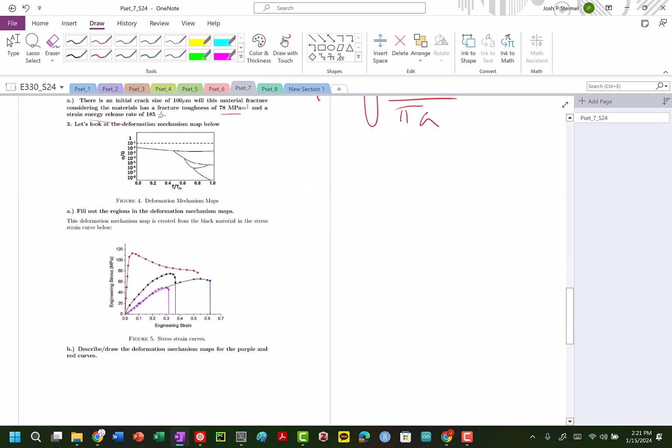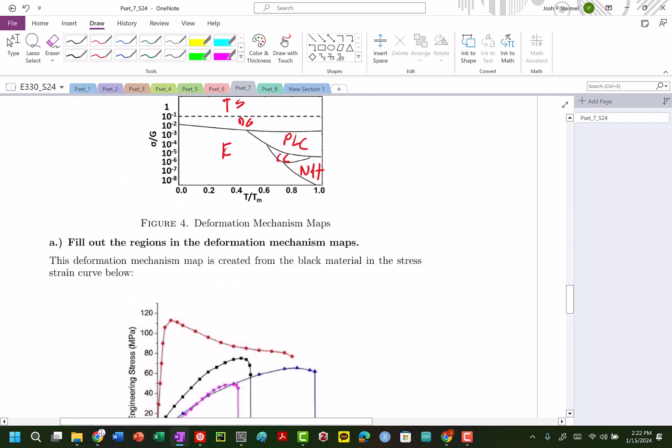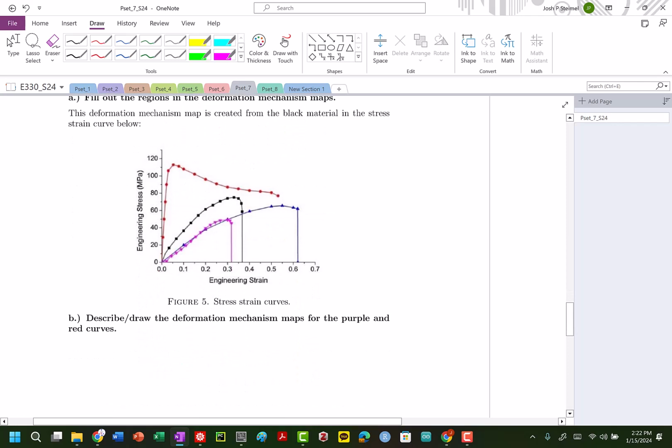All right, let's look at the deformation mechanism map. Fill out the regions. This is our theoretical shear. This is dislocation glide. This is elastic. This is power law creep. This is going to be Nabarro-Herring creep. And this is going to be Coble creep. The deformation map is created from the black material in the stress strain curve. Draw the deformation mechanism as the purple and the red curve.